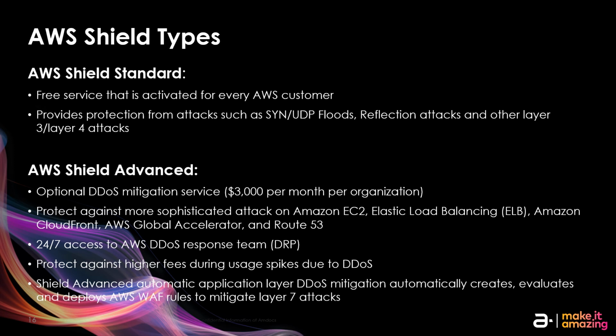You have dedicated team support, with 24/7 access to the DDoS response team, the DRT. Then you have protection against the surge that was caused during the DDoS attack. So Shield Advanced protects you against higher fees during usage spikes due to DDoS. Lastly, you have Shield Advanced automatic application layer DDoS mitigation that creates, evaluates, and deploys AWS WAF rules to mitigate layer 7 attacks.